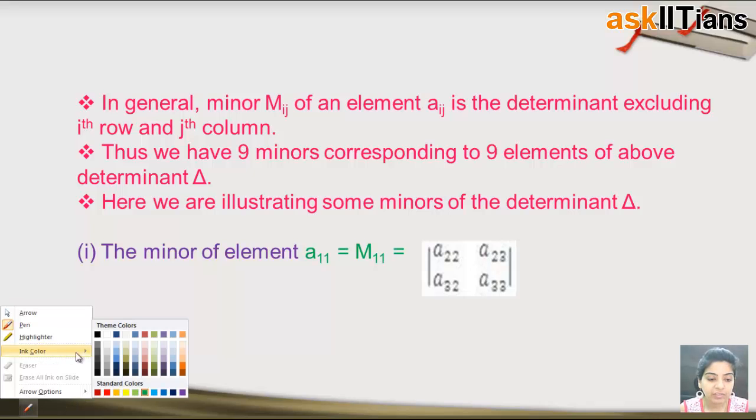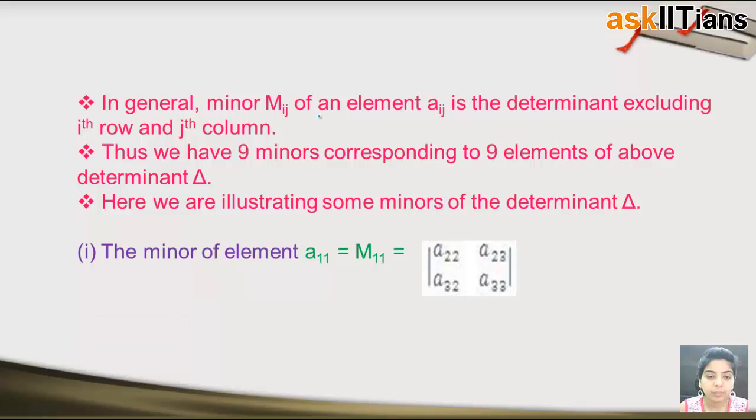In general, the minor Mij of an element aij is the determinant excluding the ith row and jth column. This I have just now discussed. We have 9 minors corresponding to 9 elements. Corresponding to each and every element, you can get one minor. So in total, we will have 9 minors for a 3 cross 3 ordered matrix.